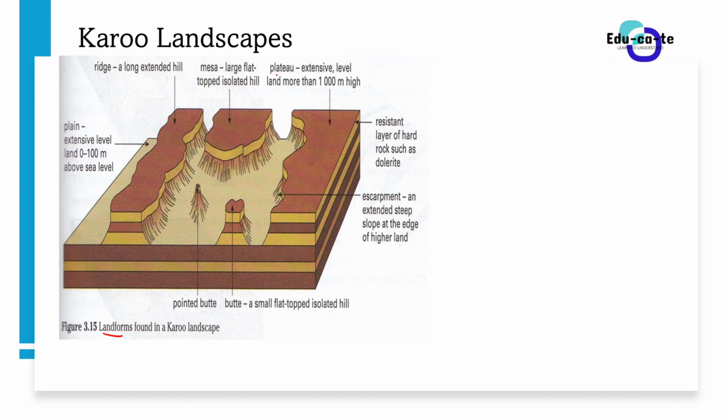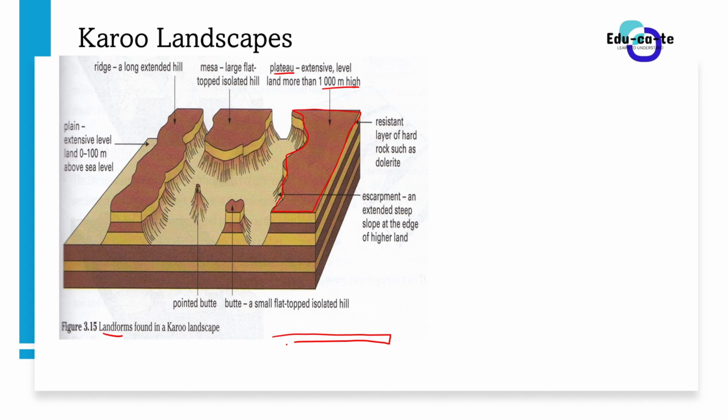So we've talked about a plateau. Basically, we have a plateau that is an extensive level of land that is more than 1,000 meters high, and it is thick to a certain extent. So the plateau is basically this thick piece of land here. This thick piece of land is known as a plateau. So to represent it from a side view, let's just say this is our thick piece of land.